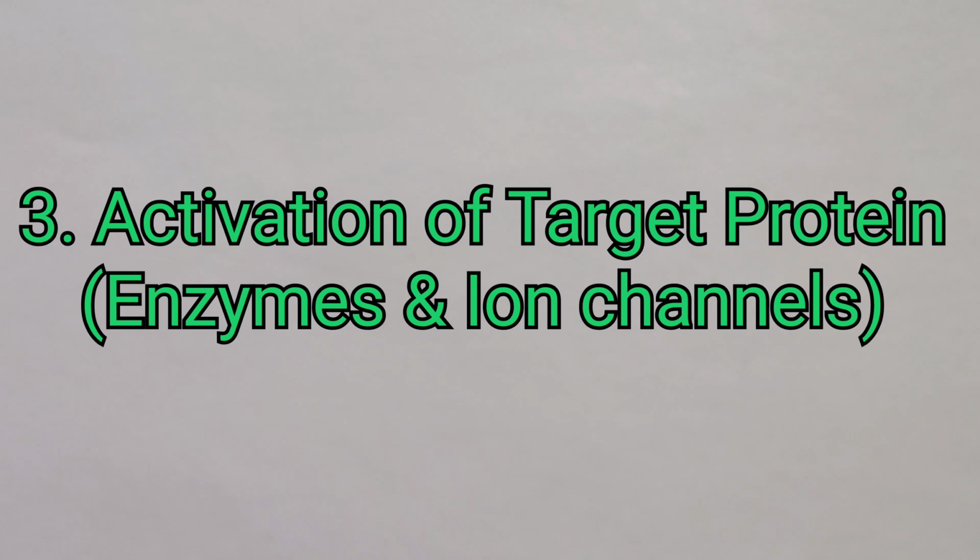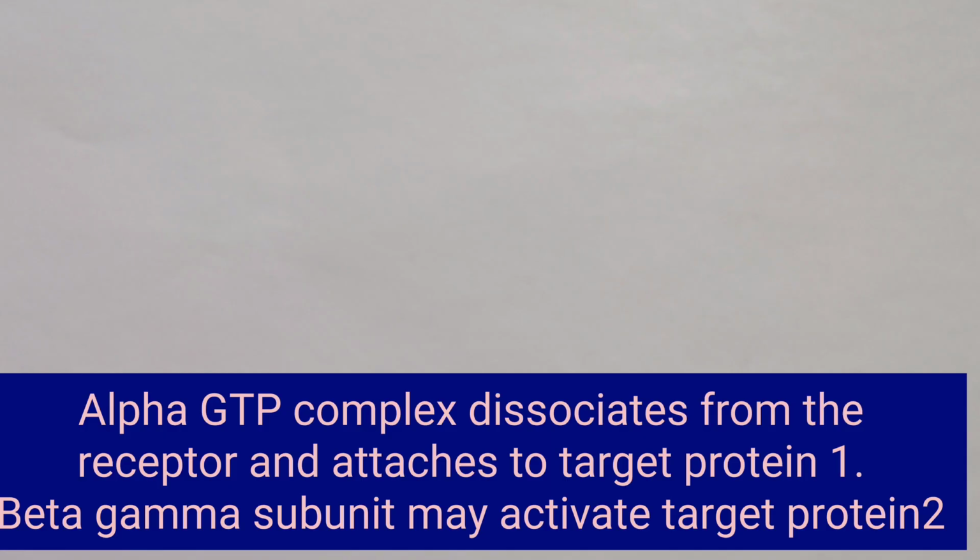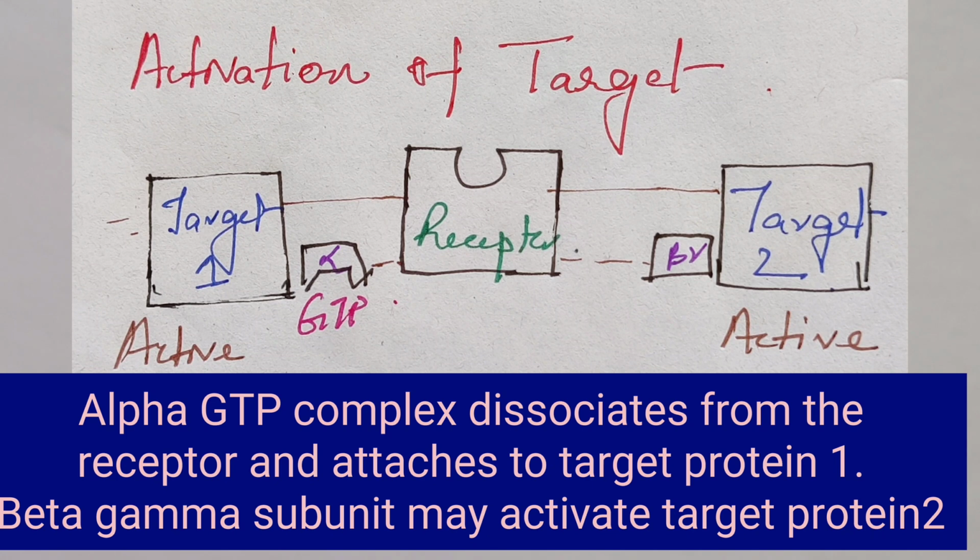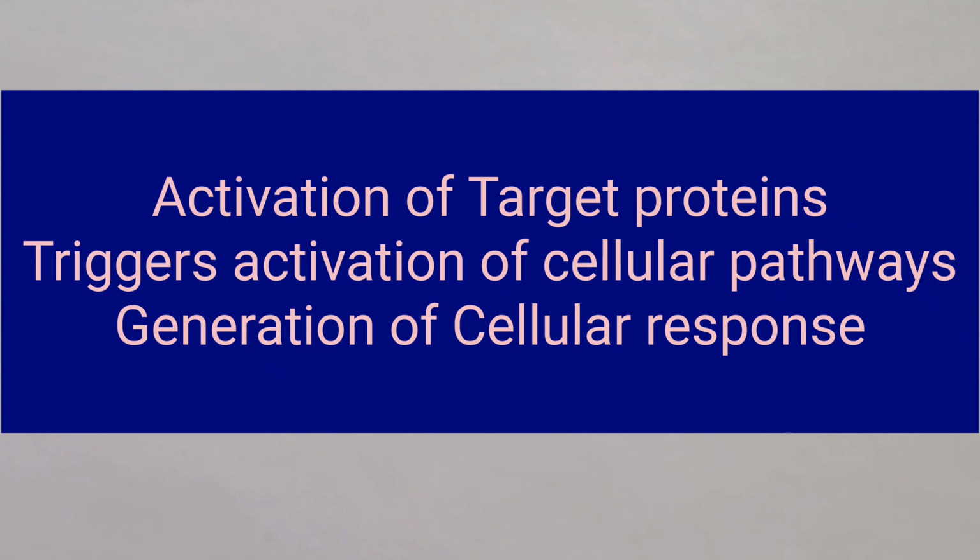So the next step is activation of target proteins, which include enzymes and ion channels. The alpha GTP complex dissociates from the receptor, moves towards the target and activates the target proteins. This initiates and generates a signal. It activates the signaling pathways and generates a cellular response. The beta gamma subunit of the G protein also moves towards a second target and activates the target protein.